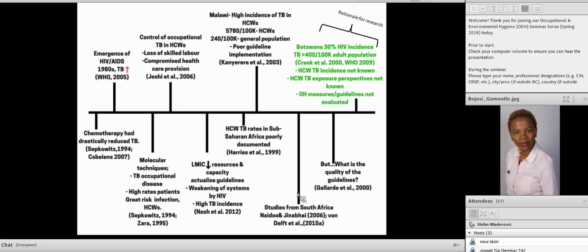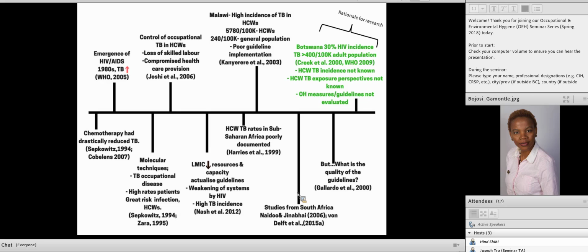So then in North American countries, because healthcare workers in particular are at the forefront of serving patients who have TB, they began to realize that healthcare workers had increased rates of TB. They used molecular techniques to evaluate this. And it was obvious that healthcare workers were being exposed, or were getting TB from their patients.